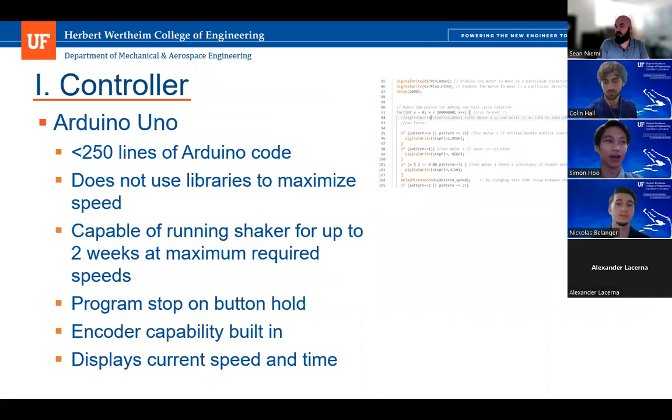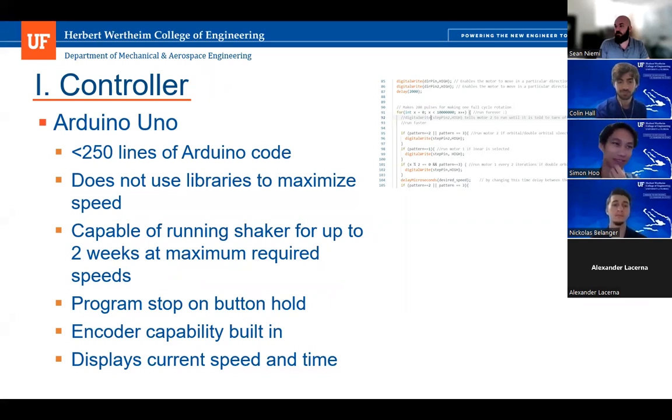Okay, so as for the code that controls the system, it is less than 250 lines of Arduino code. It's overall a pretty simple code. It doesn't use any libraries. It doesn't use AccelStepper or anything like that to control the motors. Instead, we told the motors to turn on for a certain amount of time and then turn off for a certain amount of time. And then we set the direction that we want the motors to run.